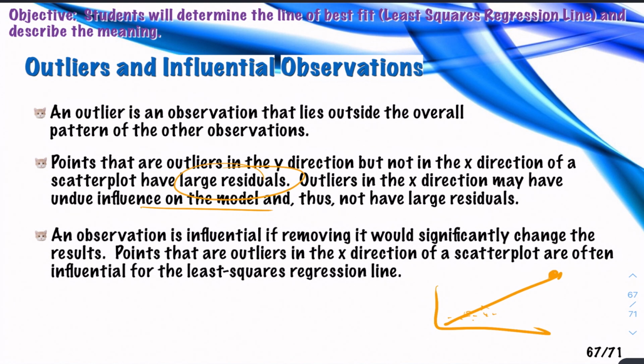It's going to make our line fit closer to it. An observation is influential if removing it would significantly change the results. Points that are outliers in the x direction of a scatter plot are often influential for the least squares regression line. Again, more about that in chapter 9.